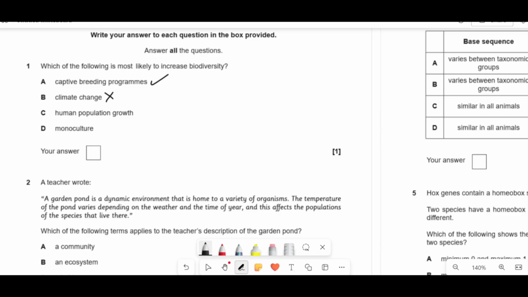Climate change is reducing it. Human population growth is also reducing it because we're getting rid of land for the things we need. And monoculture is where you're growing all of the same thing, so that's immediately reducing it. So by proxy, that's got to be A.